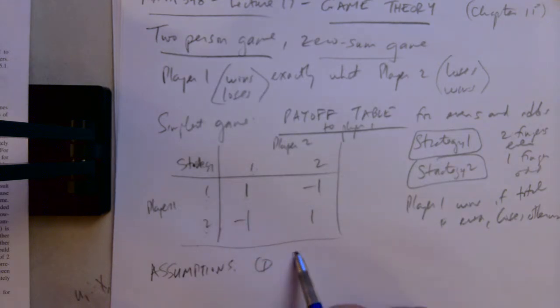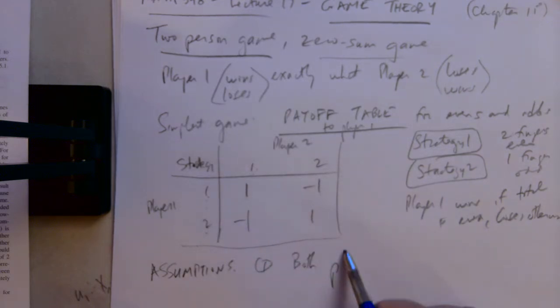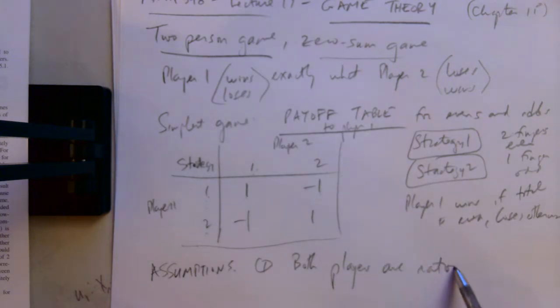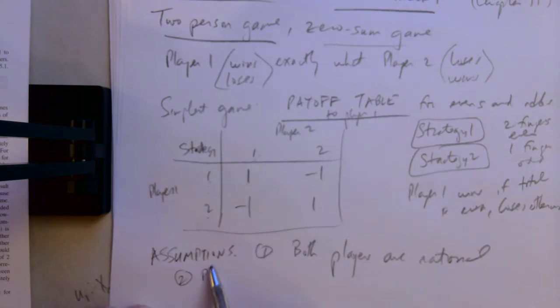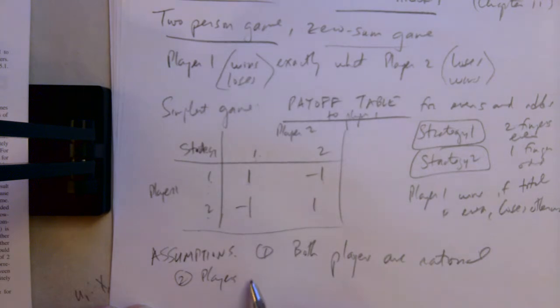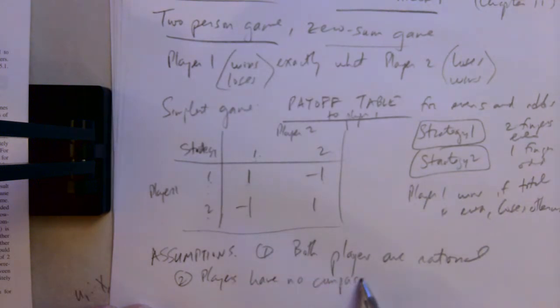So assumption 1 is both players are rational. They'll each try to reason out what is the best thing to do. It's a rational game. Second, players, let me put it very simply, have no compassion for the other player. They just want to win.